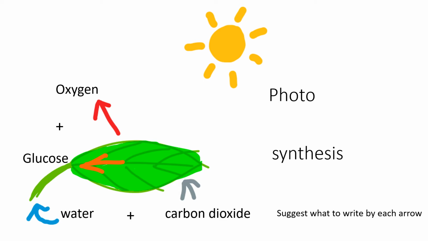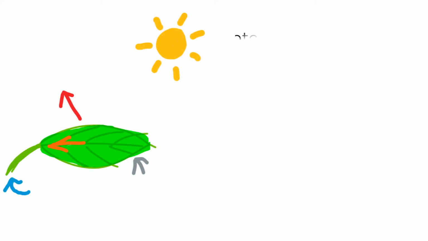So there we have it. In essence, that's the word equation for photosynthesis. Water plus carbon dioxide gives glucose plus oxygen. So recapping the word equation for photosynthesis.